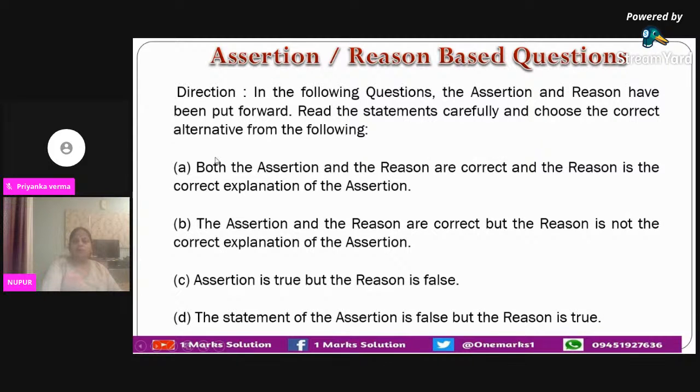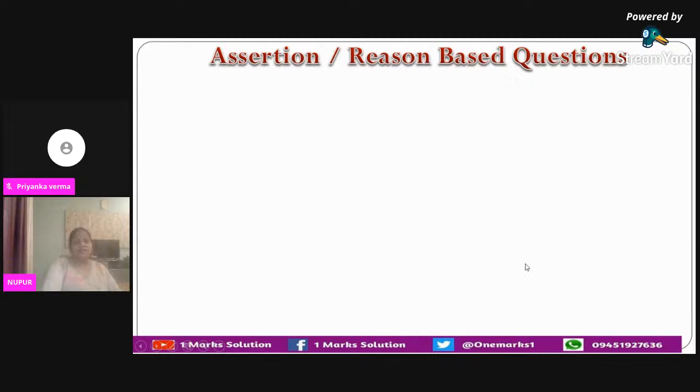So A means both are correct and the reason is also the correct explanation. B means both are correct, but the reason is not the correct explanation. Third, C will be that the assertion is true, but the reason is false. And D, the statement is false, but the reason is true. So let us see certain questions based on this.